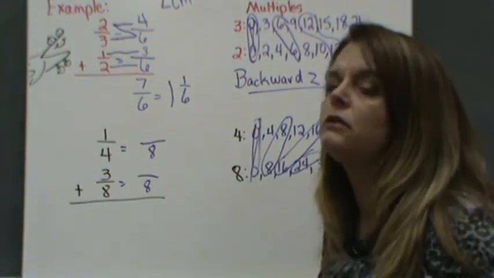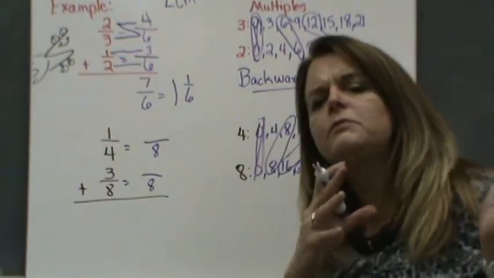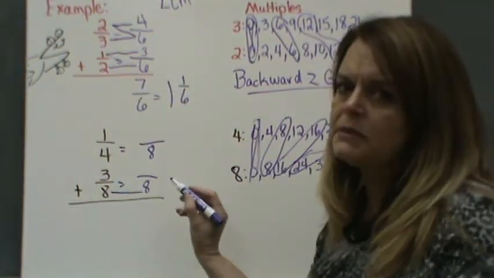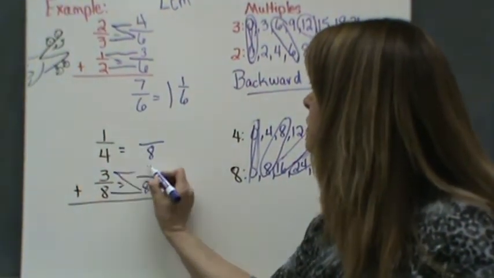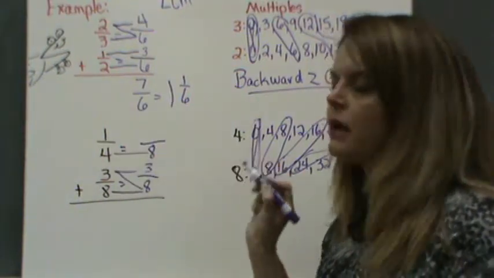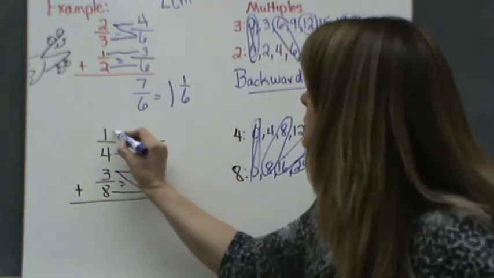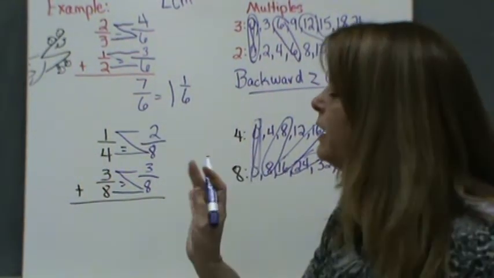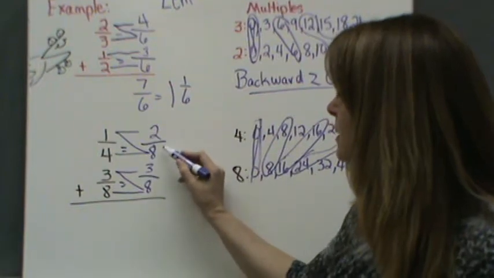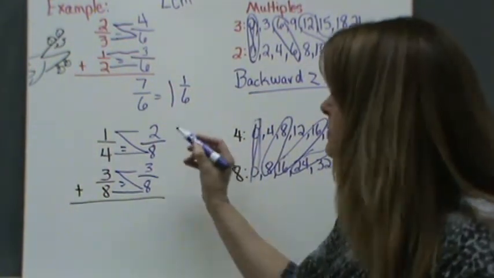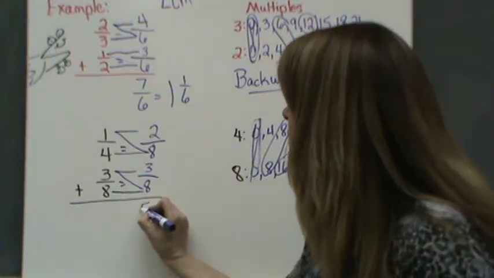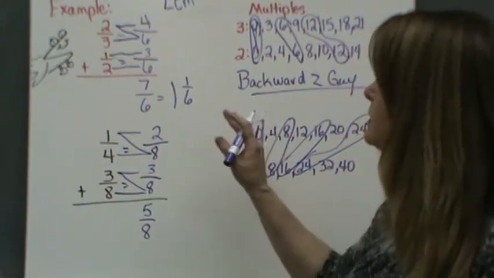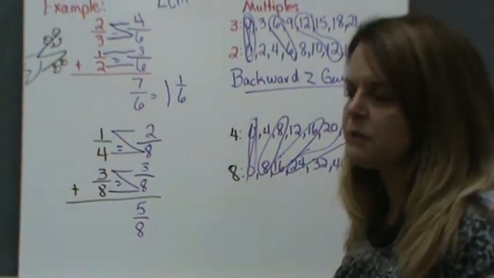What do I do now? I call backward Z guy. He comes swooping in to save the day. And I go, 8 goes into 8. How many times? 1. 1 times 3 is 3. 4 goes into 8. How many times? 2. 2 times 1 is 2. Thank you, backward Z guy. And he flies away because now I have common denominators and I just have to add my numerators. 2 8ths plus 3 8ths is 5 8ths, and that is in lowest terms. So that's a second way, is to find your least common multiple.